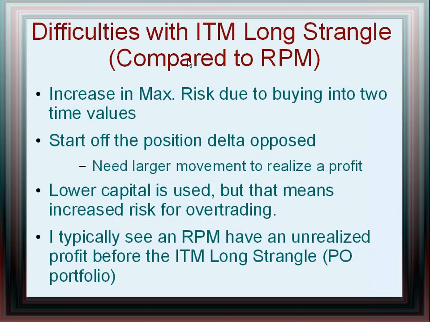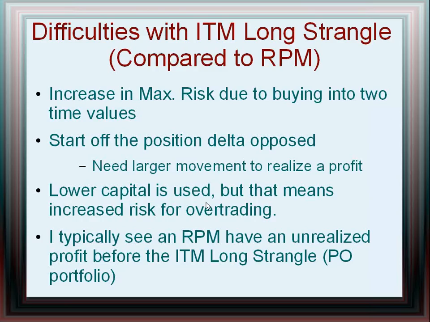Now, the difficulty with the in-the-money long strangle is you're increasing your maximum risk by buying into two time values. The start of the position is delta opposed. I don't like to say delta neutral; in my opinion, it's delta opposed. When I first opened the position, we had a negative 0.64 delta on the put and a positive 0.77 on the call. If the stock moves up 1 point, we gain about 13 cents net. If the stock drops, we lose 77 cents and gain 64, so we're down about 13 cents. I consider that delta opposed. That's why you need the larger movement on the stock than you do on the RPM to realize a profit.